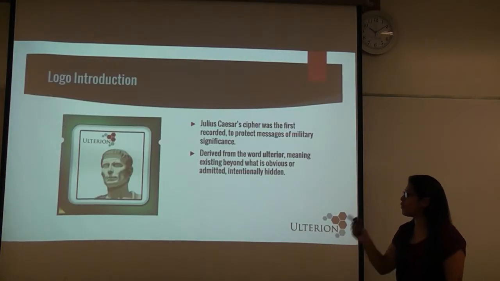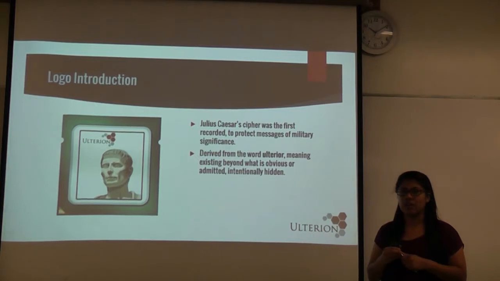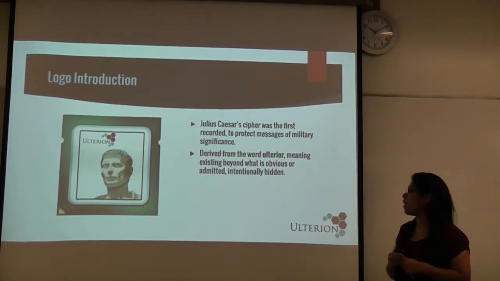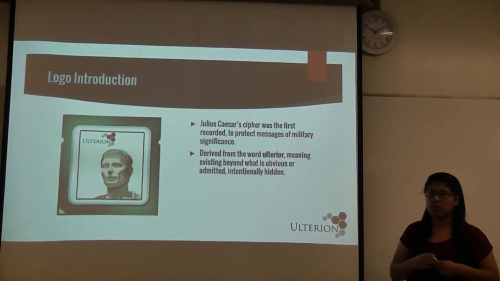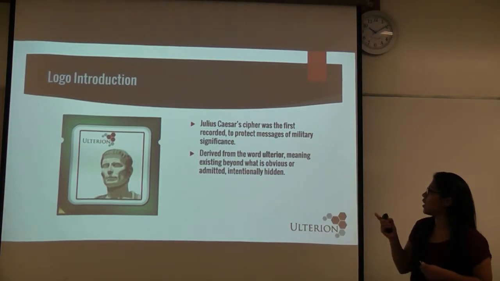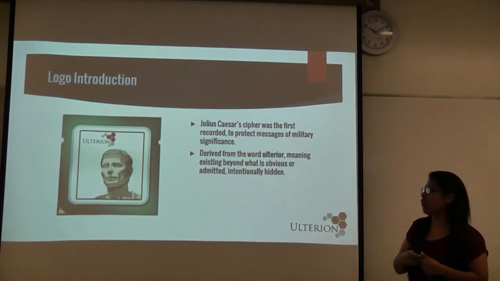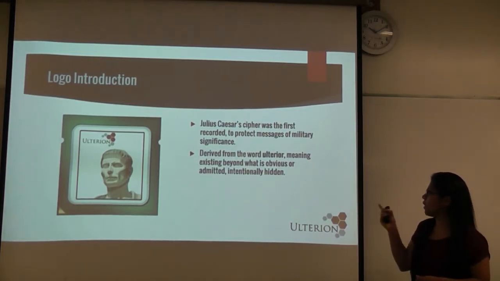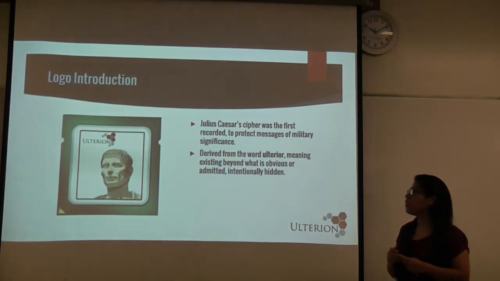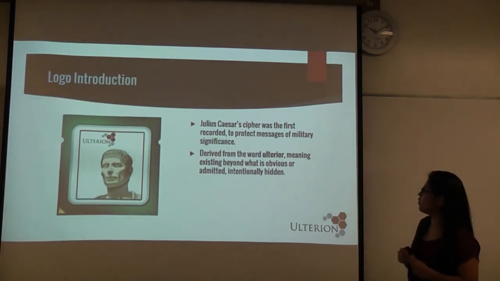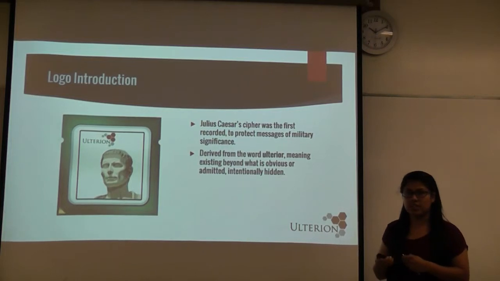So we first knew that we wanted to create an encryption processor. So we started researching, and we found out that Julius Caesar had a cipher, and it was one of the first recorded that he used for military messages. So then we started developing our company name, and we came up with Ulterion, which derives from the word ulterior, meaning existing beyond what's obvious or admitted, intentionally hidden.